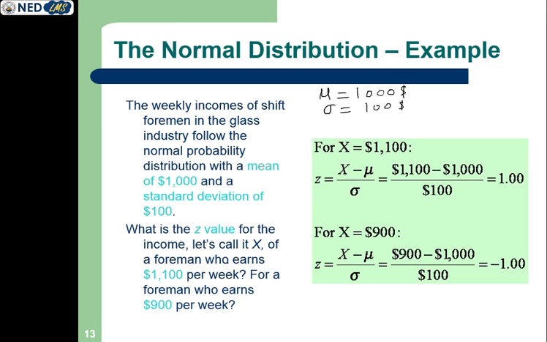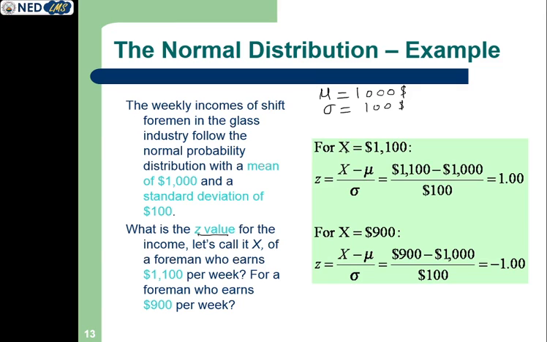For example, find the z value for a foreman who earns $1,100 per week. How can you find the z value? If you only want to find the z value, use a transformation.